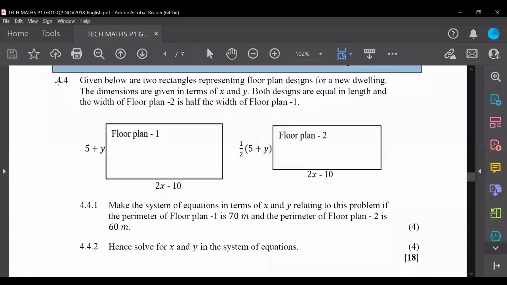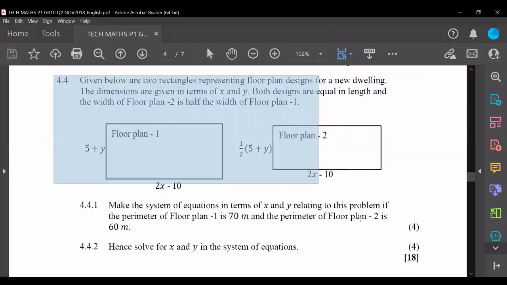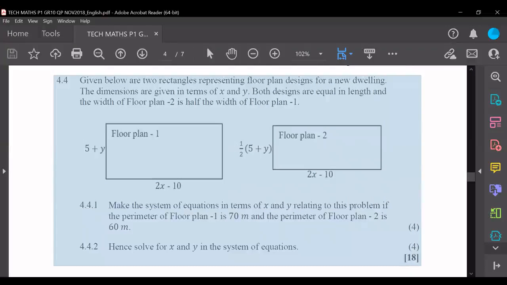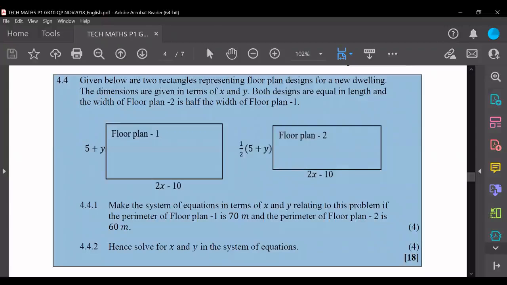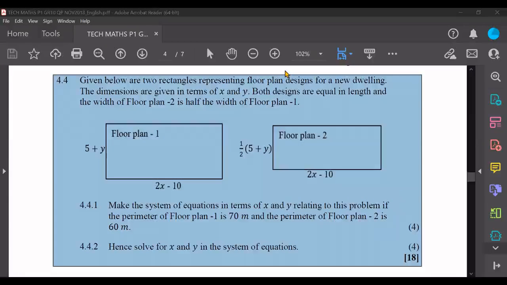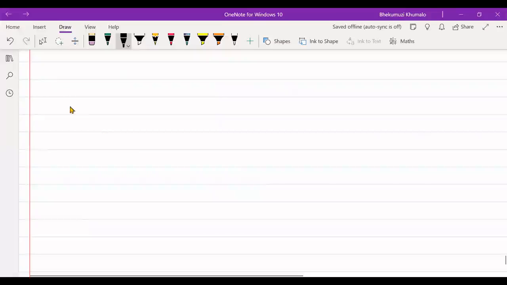So here we have 4.4, right? It says given below are two rectangles representing floor plan designs for a new dwelling. The dimensions are given in terms of x and y. Both designs are equal in length, and the width of floor plan 2 is half the width of floor plan 1, right? Okay, let's just copy this and take it on that side and tackle it.